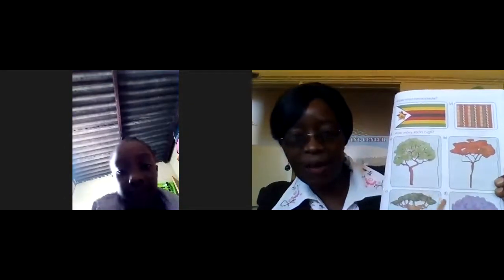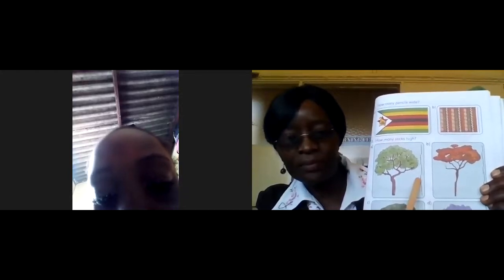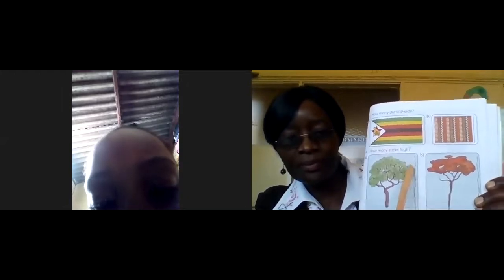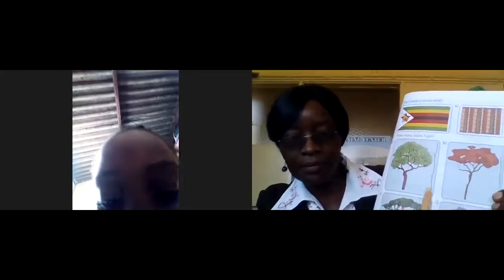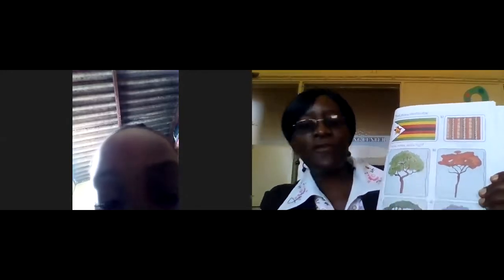Now let's go to the tree. How many sticks have been used for the tree? Count. 1, 2, 3, 4. How do you count? Let's count again. Start again. 1, 2, 3, 4, 5. So 5 for the tree and 4 for the flag.